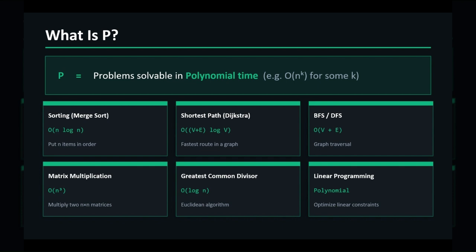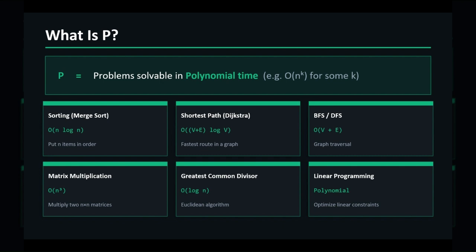So, what is P? Now we're ready to define P. Formally, P is a class of decision problems that can be solved by a deterministic algorithm in polynomial time. Decision problems means the answer is yes or no. Polynomial time means big O of n to the power of k for some fixed k. The intuition here is that P is efficiently solvable. These are tractable problems, the ones computers are great at.